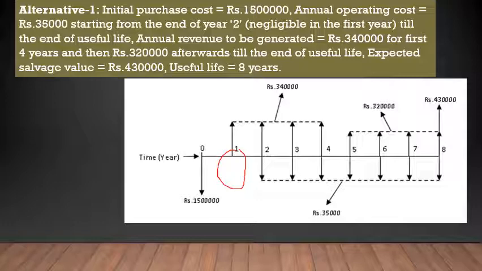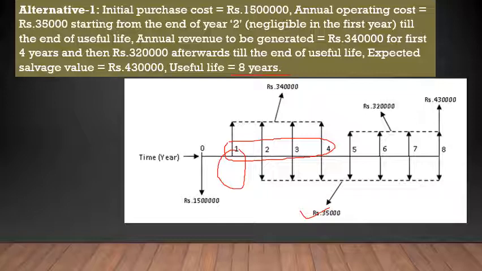Revenue to be generated, indicated as, say, 35,000, it is done. Then annual revenue to be generated, 3,40,000 for the first 4 years. See here, for the first 4 years, 1 2 3 4, the revenue is 3,40,000. Afterwards, till the end of its useful life, it is 3,20,000. So for the next 5 6 7 8, the useful life given is 8 years, for the next 4 years it is 3,20,000. Indicate that.